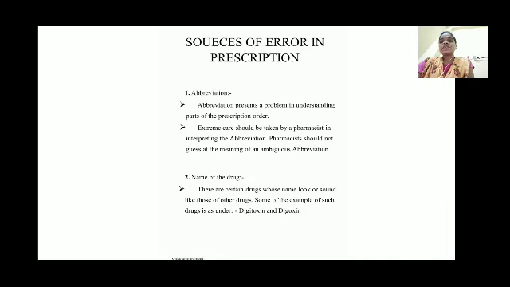The first one is abbreviation. Second one is name of the drug. In abbreviation, you need to understand the parts of prescription orders. Care should be taken by a pharmacist in interpreting the abbreviations. A pharmacist should not guess at the meaning of ambiguous abbreviations. Then, the name of the drug: certain drugs have names that look or sound the same. Examples are digitoxin and digoxin.